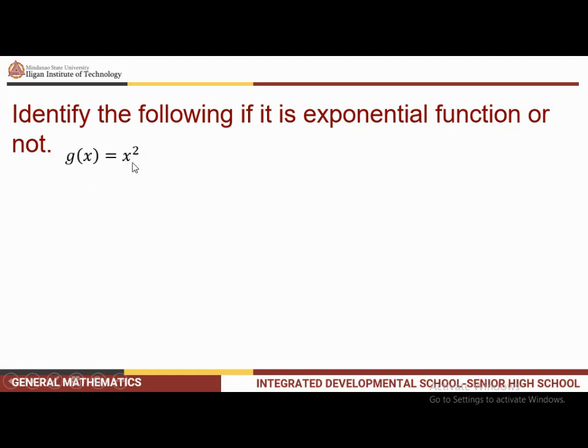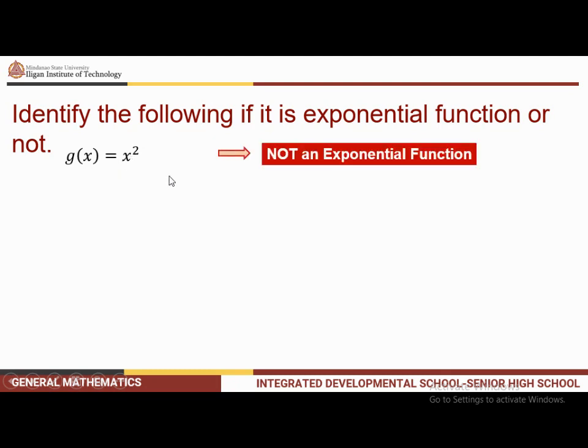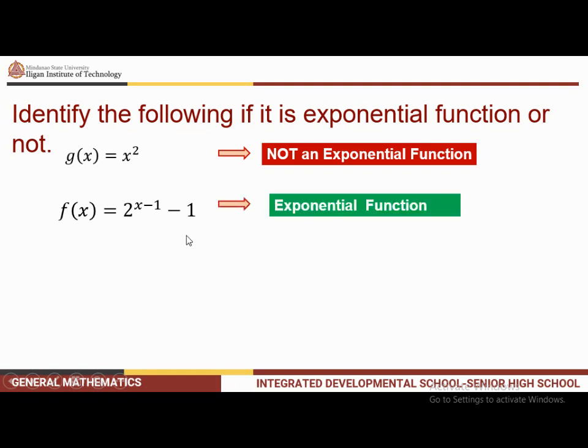Function g, which is equal to x squared. Observe that its base is x, which is not greater than 0. It is not a constant either, but a variable. So this is not an exponential function. For function f, we observe that we have 2 to the power of x minus 1. So it has a base of 2 and it also has an exponent. So therefore, this is considered an exponential function.